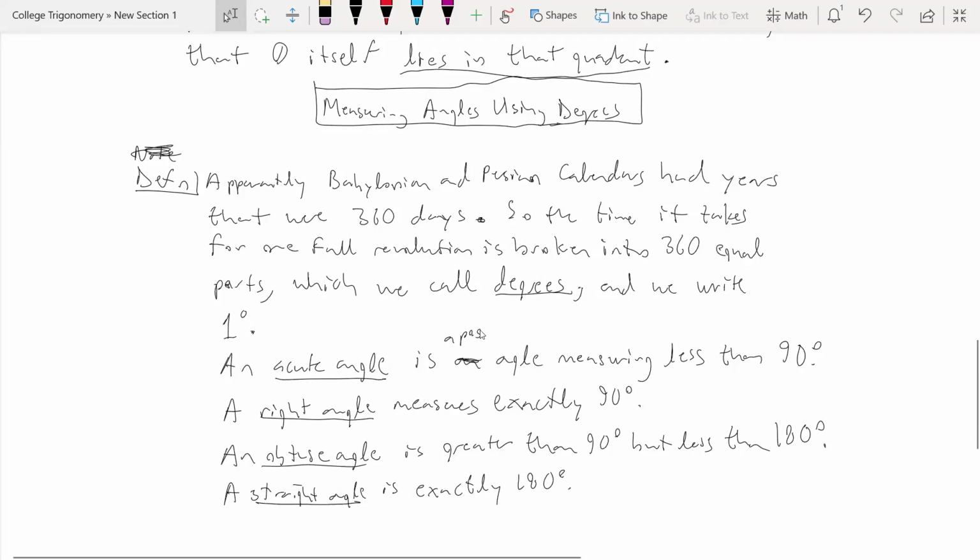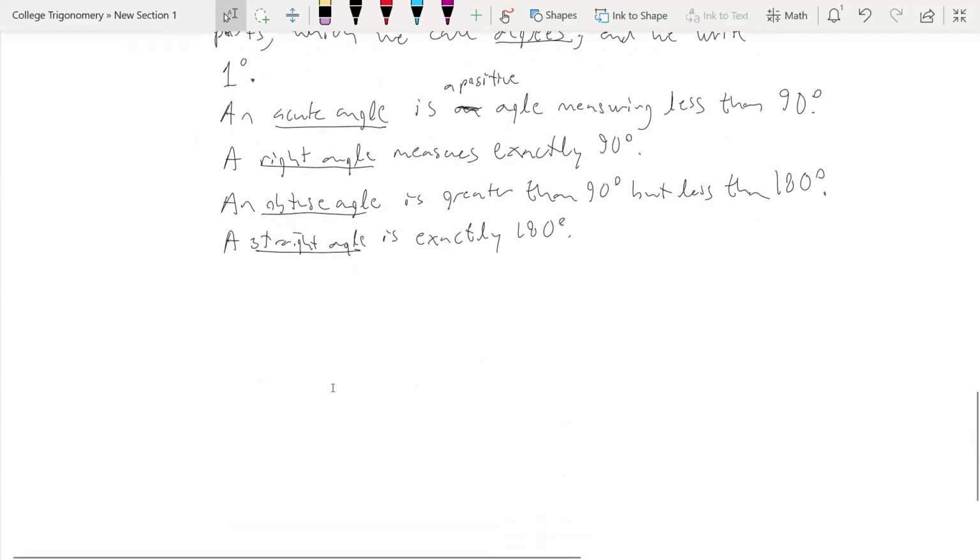A positive angle, right? Can't be 0 degrees. Has to be at least positive. Okay. So a positive angle measuring less than 90 degrees. Yeah. Fair enough. Okay. So any questions on that? Right. And I think that these again are all definitions that we've seen before anyway.